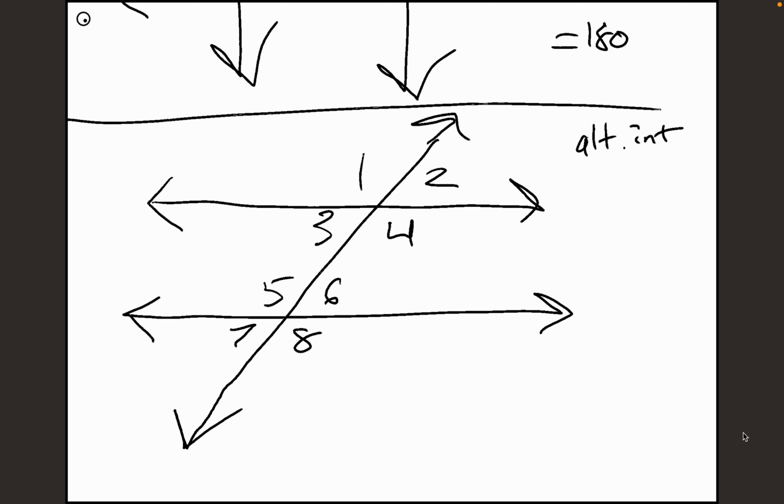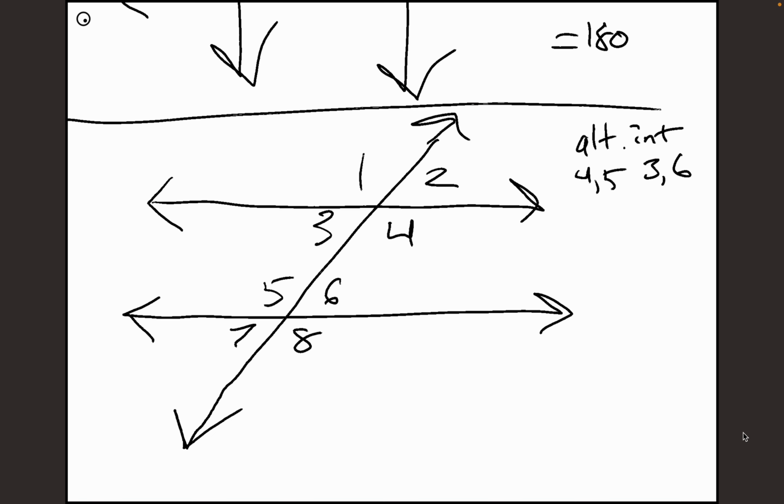What are the two examples of alternate interior? Raise your hand and I'll call on you. Okay, Henry, what's one of them? 4 and 5. Raise your hand and name the other one. Yeah, Austin? 3 and 6. Those are the two examples of alternate interior.